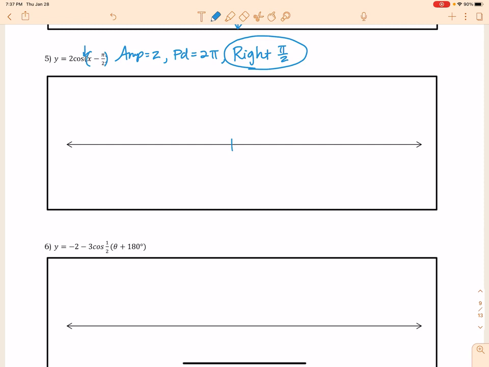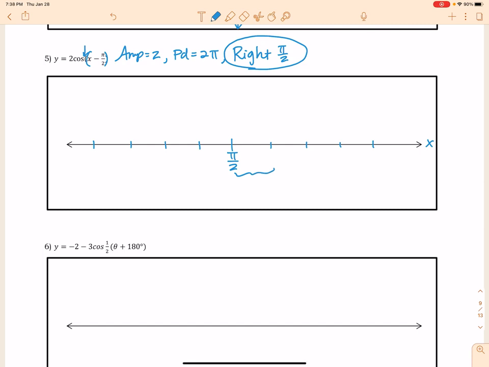So since I'm moving pi over 2 to the right, that means in the positive direction. So I'm going to mark that as my middle and move to the right 1, 2, 3, 4. And to the left, 1, 2, 3, 4. All right, since the period is 2 pi, that means to the right, I've got 2 pi, so all of this is 2 pi. 2 pi split up into 4 equal pieces would be half of a pi, or pi over 2. So that means that here is going to be pi over 2.